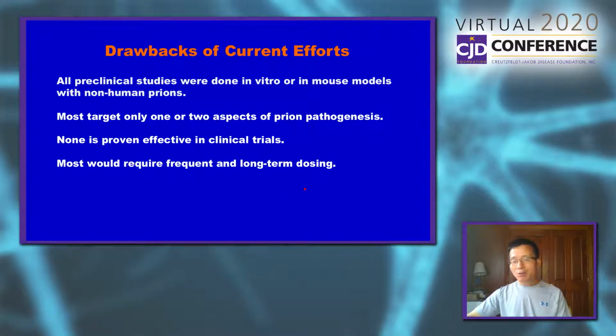However, there are quite a few drawbacks of the current efforts up to this point. First, most studies have been done using non-human prions, basically animal prions, and human prions may be different. And second, they usually only target one or two aspects of prion pathogenesis. Unfortunately, as I told you before, none has been proven effective in clinical trials so far. And even if it works, most of the strategies will also require frequent and long-term dosing.